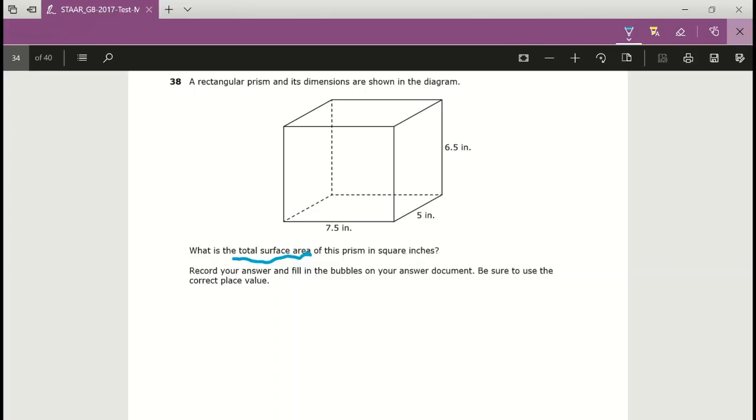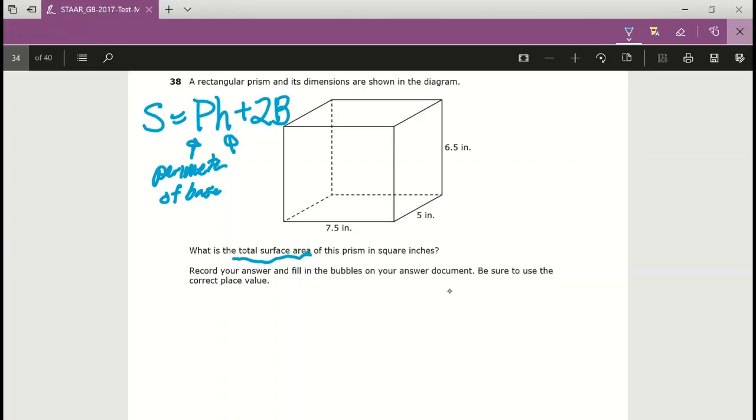It's fun stuff. So the first thing I would do is write down the total surface area formula. Surface area equals PH plus 2 big B. So remember that P is the perimeter of the base, H is our height, and big B is our area of the base.